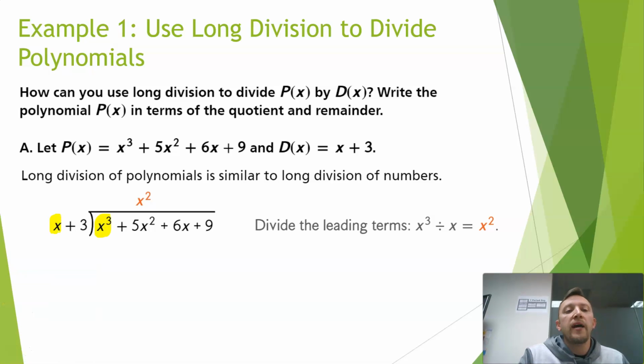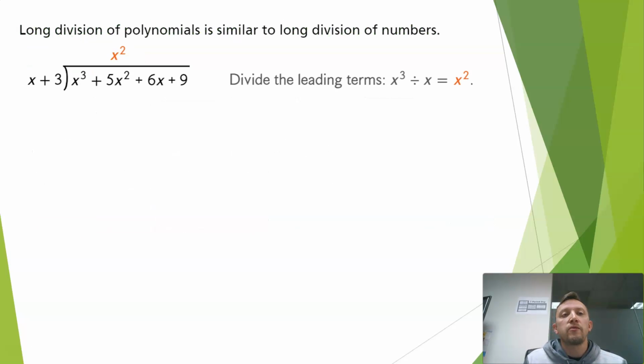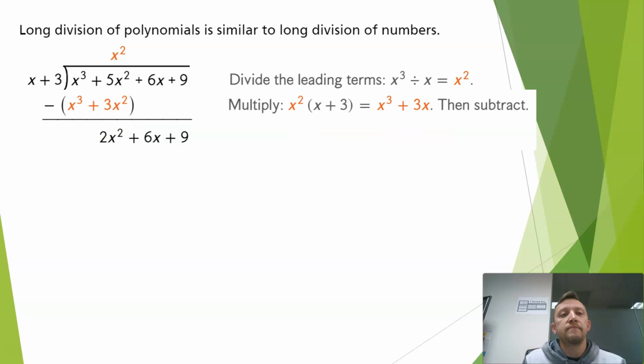What would I multiply x by to get x cubed? Well, x times x squared would give me x cubed. So what we're going to do now is multiply the x and the 3 by x squared. So when we do that, we get x cubed plus 3x squared. Don't worry about that minus right now. So x squared times x would be x cubed, and x squared times 3 would be 3x squared.